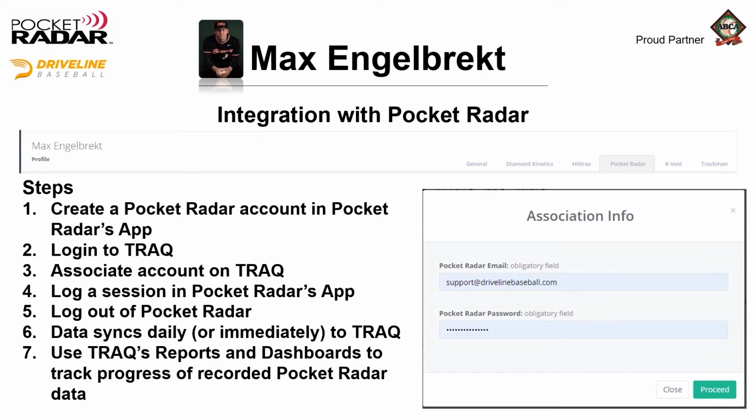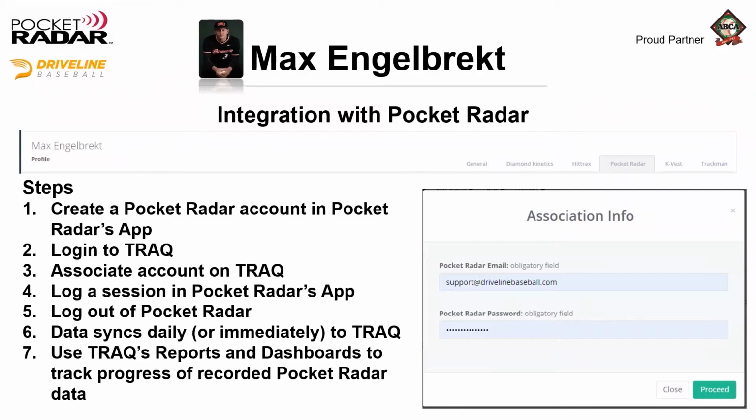Next, you would associate your account on TRAQ. Every TRAQ profile has a tab for each of our integrations. All you have to do is link up the profile once, and every day we'll make an API call that will sync new data into TRAQ. So as soon as you throw a session into Pocket Radar, if you want to load that data immediately, you can. All you have to do is click the refresh button. That'll make an API call right away, and an athlete can see their throws immediately, or a trainer can see their throws immediately, and they can also see it aggregated with all of their other athletes.